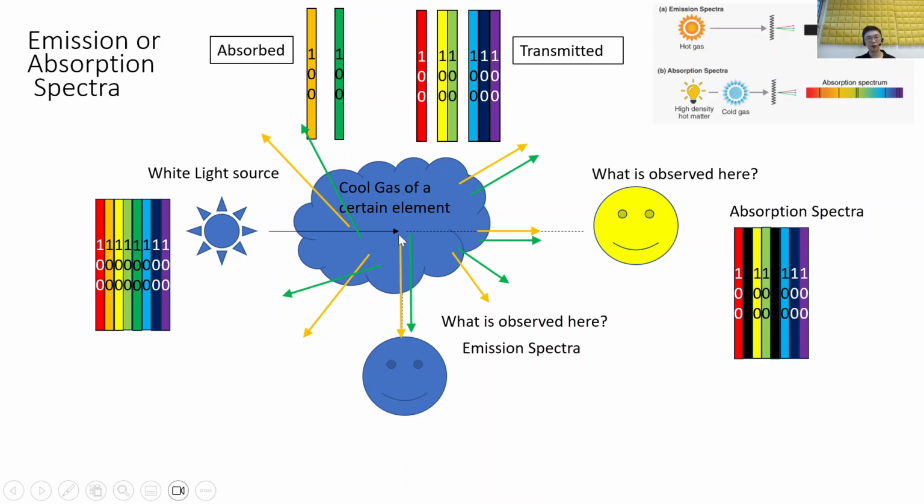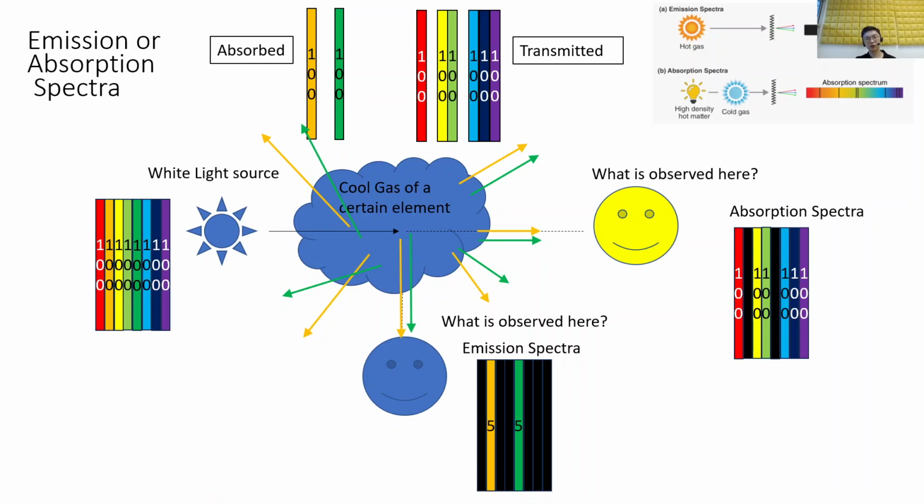In the two downward arrows here, the person would see some of the original 100 photons. Maybe he will see 5 orange photons and 5 dark green photons. So what he sees is therefore the emission spectra, because he sees no other colors than the orange and the dark green photons. He sees an orange and a green line, a dark background with colored lines.